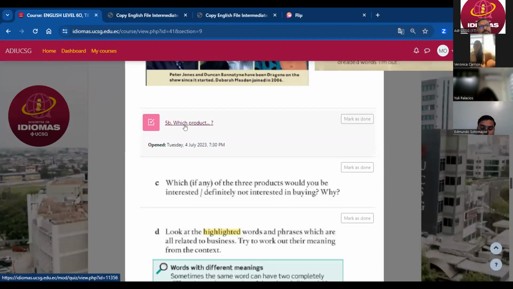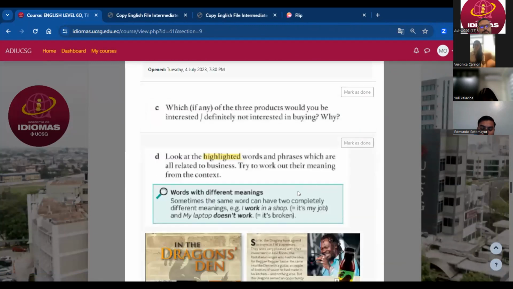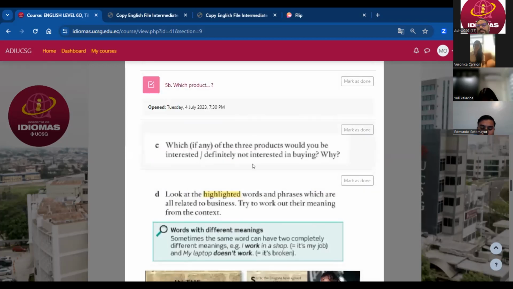Activity 5B, which product? Then you have a set of questions related also with the same paragraph or the same article that we just covered, right? The Dragon's Den and the story of the three products that get different outcomes. Some of them were actually sponsored, they were supported, others were rejected, but still, in their different ways, successful than all.